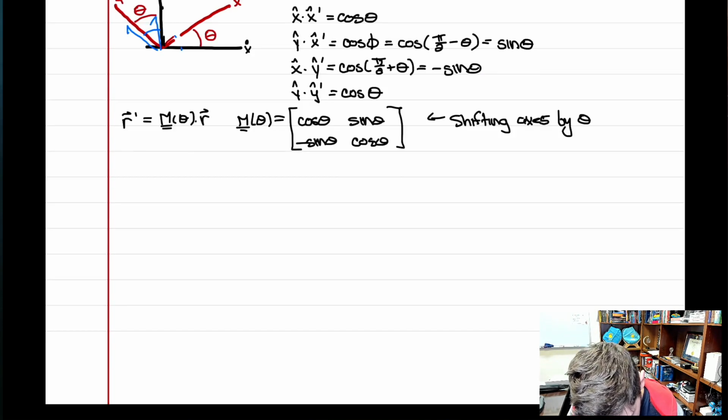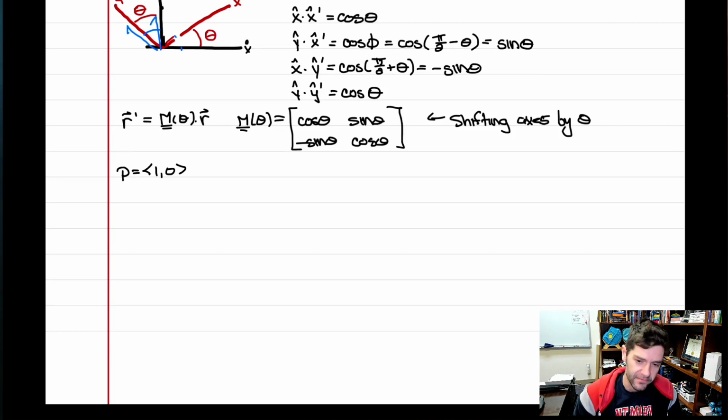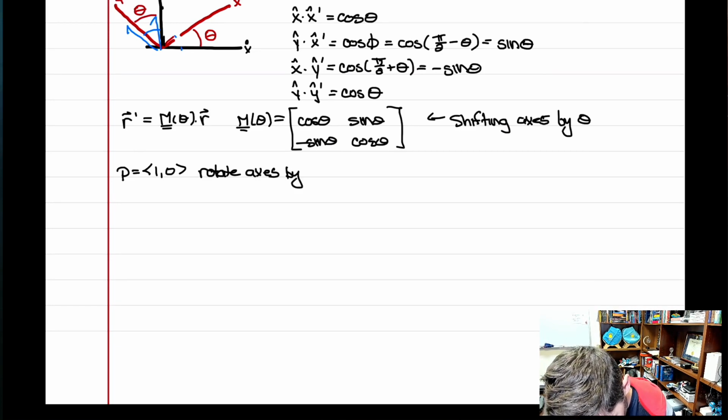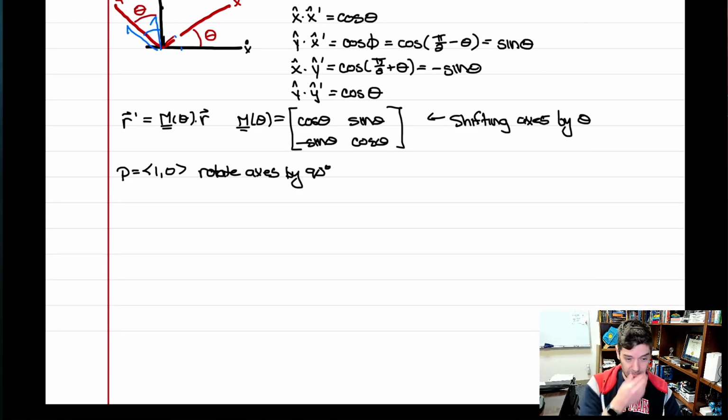So let's, of course, do an example. Let's do one where I can intuitively visualize it as well, to make sure that when I do this, I get something sensible. So let's take the point 1, 0 and rotate the axes by 90 degrees counterclockwise.